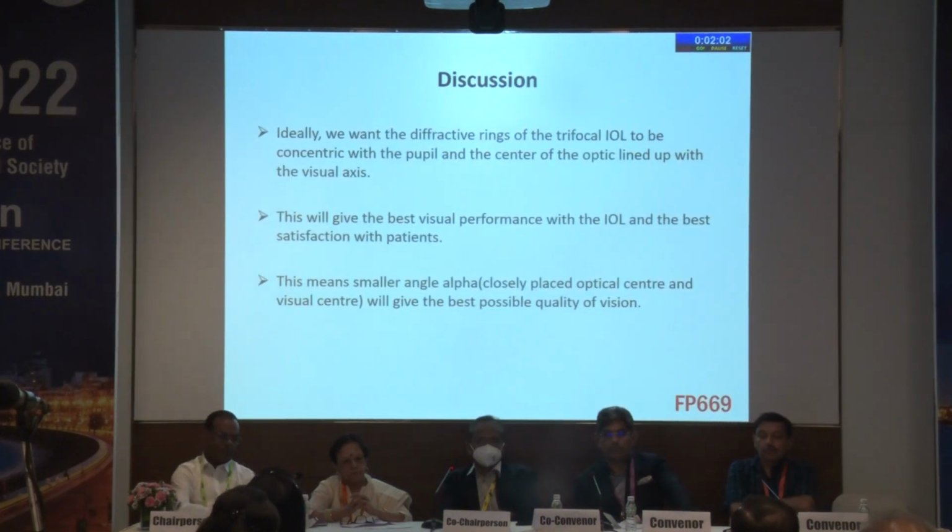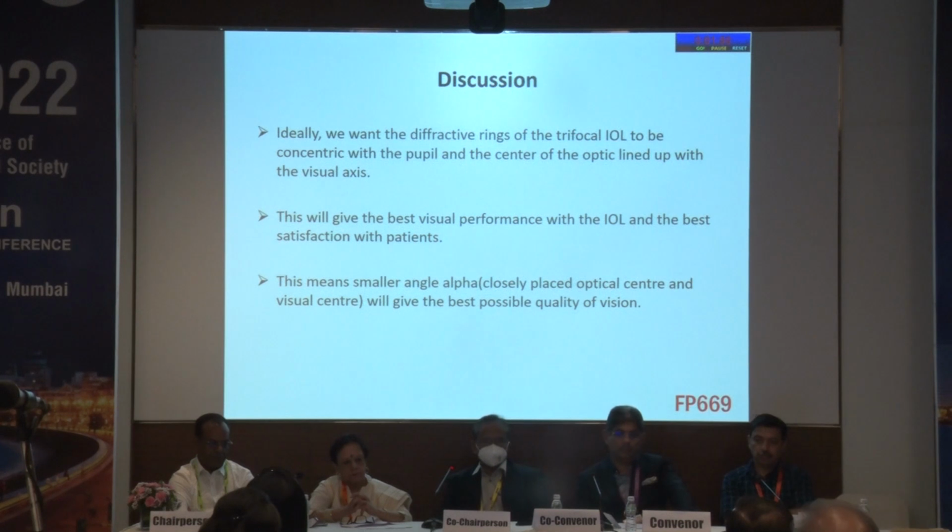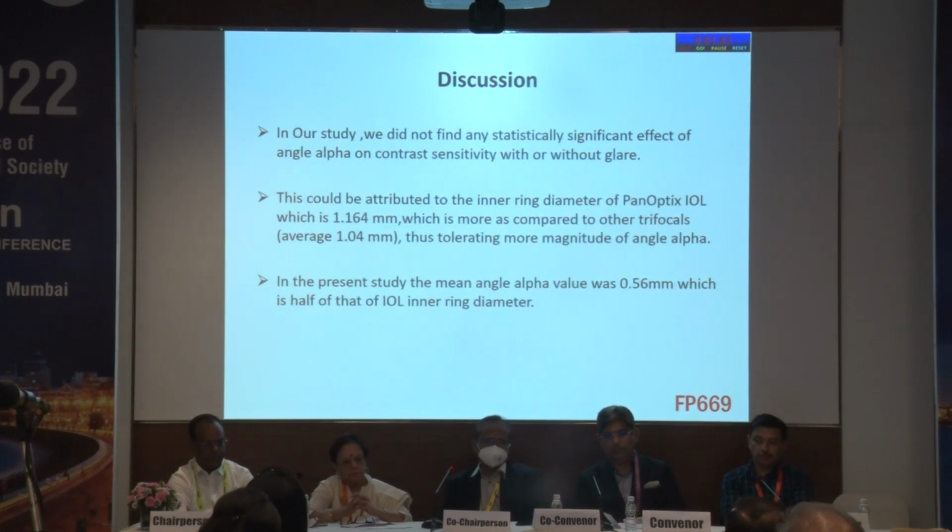So ideally we want the diffractive rings of the trifocal IOL to be concentric with the pupil and the center of the optic lined up with the visual axis. This will give the best visual performance with the IOL and the best satisfaction of the patient. This means smaller angle alpha, that is closely placed optical center and visual center, will give the best possible quality of vision. In our study, we did not find any statistically significant effect of angle alpha magnitude on contrast sensitivity with or without glare.